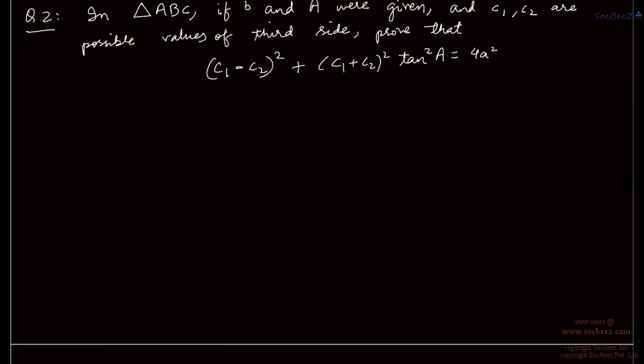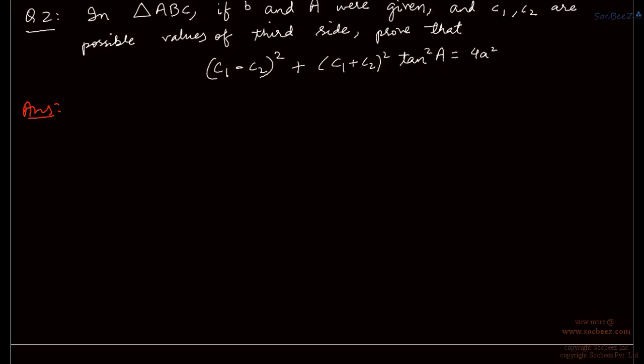Okay, so in this question, the proof has a term tan squared A, which can be written as sin squared A by cos squared A. So we will try to use the cosine rule somehow. Okay, now first applying the cosine rule on the sides given here, b and a, b and the angle A.